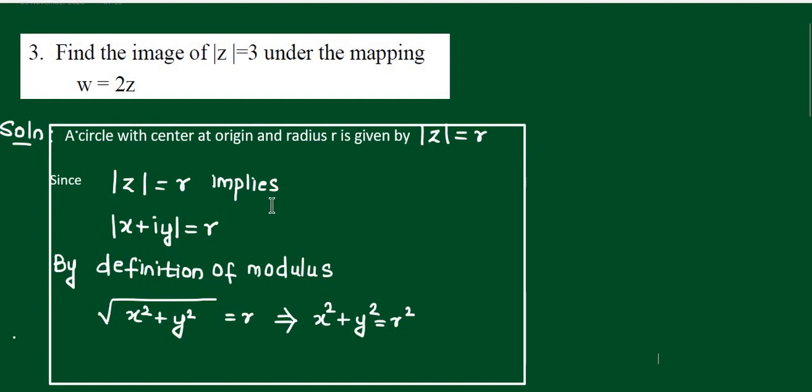Mod z equal to r means mod of x plus iy equal to r. Now, take the definition of modulus, which is root of x square plus y square equal to r. Now, squaring on both sides you get x square plus y square equal to r square. So, this is an equation of a circle with center origin and radius r. Therefore, mod z equal to r is same as x square plus y square equal to r square.